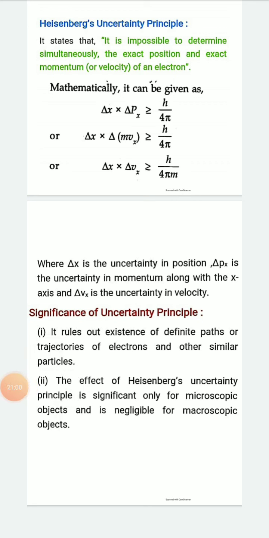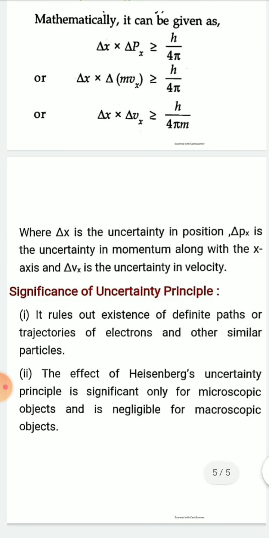Now, significance of the uncertainty principle. It rules out the existence of definite paths of electrons and other similar particles. And the next significance of the uncertainty principle is that the effect of the Heisenberg uncertainty principle is significant only for microscopic objects, that is very light particles.